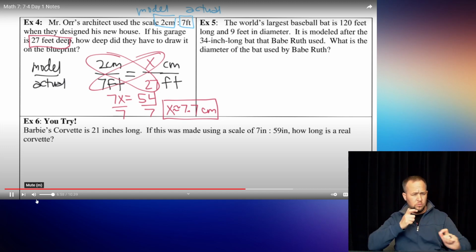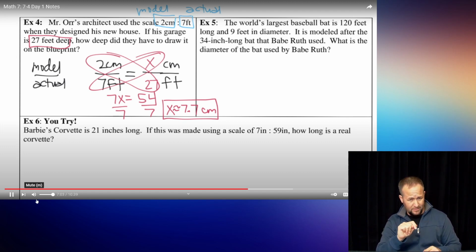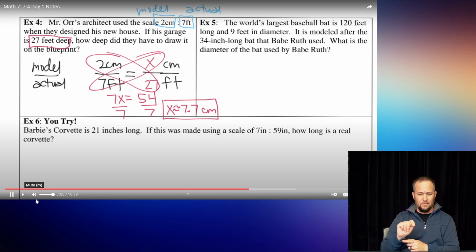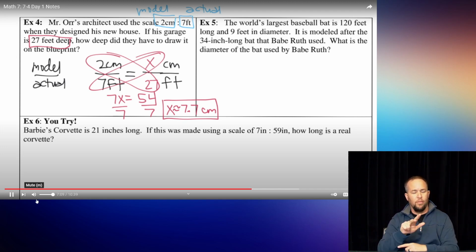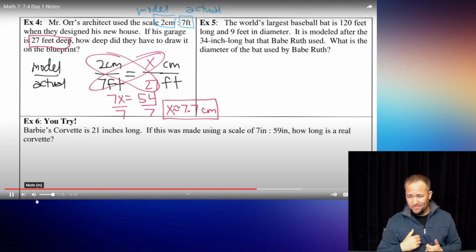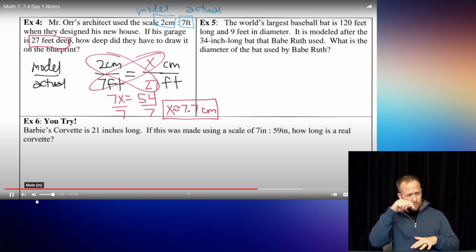Okay, next one, world's largest baseball bat is 120 feet long and 9 feet in diameter. It is modeled after a 34 inch long bat that Babe Ruth used. What is the diameter of the bat being used by Babe Ruth? Alrighty, so this problem is actually a little bit more challenging in that I don't give you the scale right out, just like I did with the Mr. Orr's question. So in this instance, we're gonna have to go a little bit deeper to identify the model over the actual.